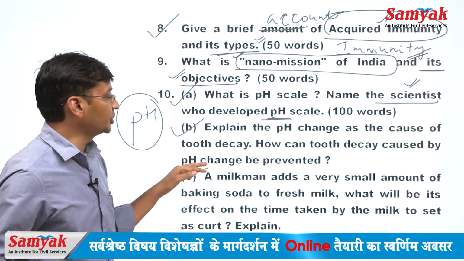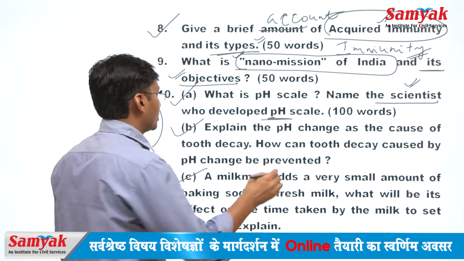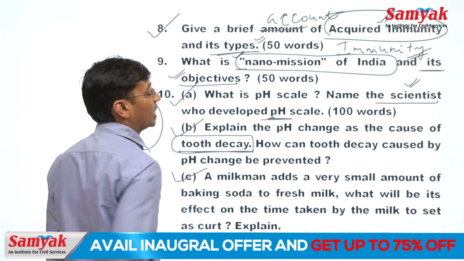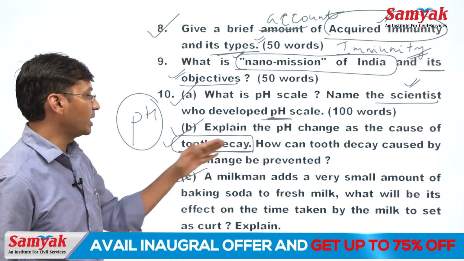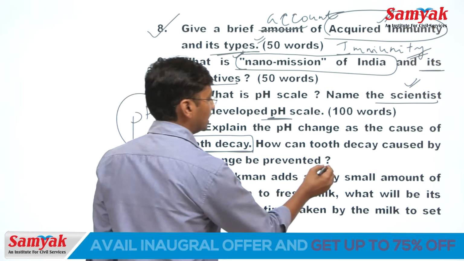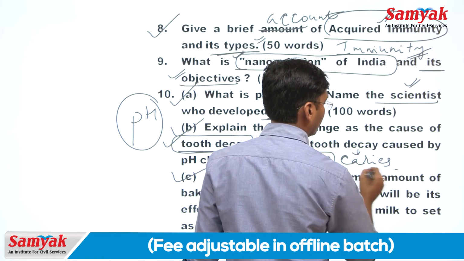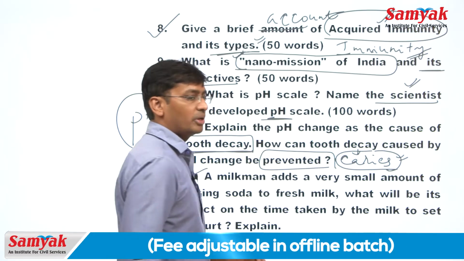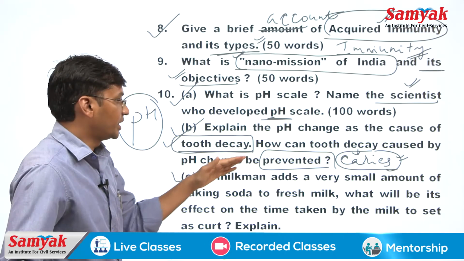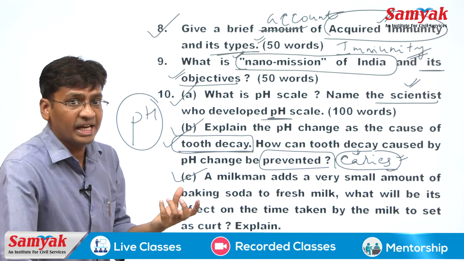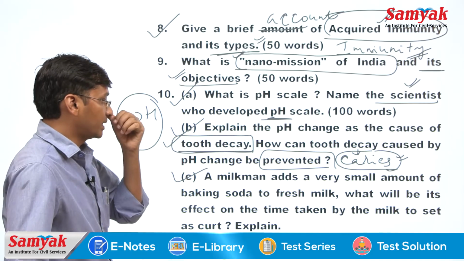Okay. The second question is, explain the pH change as the cause of the tooth decay. Means when the tooth decay occurs, then what are the pH changes that take place in the tooth decay process, and how can tooth decay caused by pH change be prevented? Means how can you prevent the tooth decay? Tooth decay means the caries or the cavities which occur because of the pH change or because of the more acidity. Okay. So, how can tooth decay caused by the pH change be prevented? Means how you can prevent the caries or the cavities. So, here you have to answer this question, explain the pH change as the cause of tooth decay.